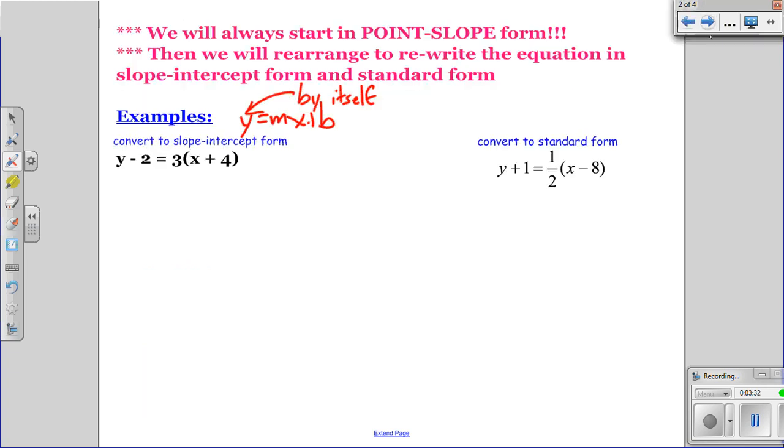Okay, all right, so let's go back to the example. To do that, I basically have to move the 2 to the other side. But before I do that, I get rid of those parentheses. So I'm going to first distribute the 3.